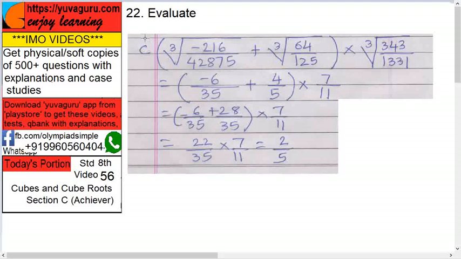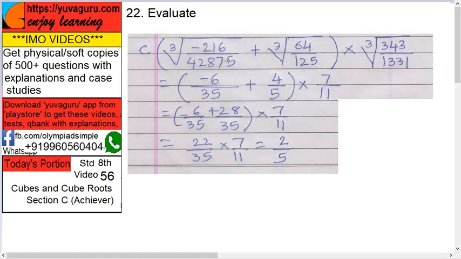Next one, C. I thought there were only two. This third one also: cube root of minus 216 upon 42,875 plus cube root of 64 upon 125, bracket close, into cube root of 343 upon 1331. Quite easy, all the cube roots are known. So 216, the cube root of 216 is 6, but with the minus sign, so minus 6.